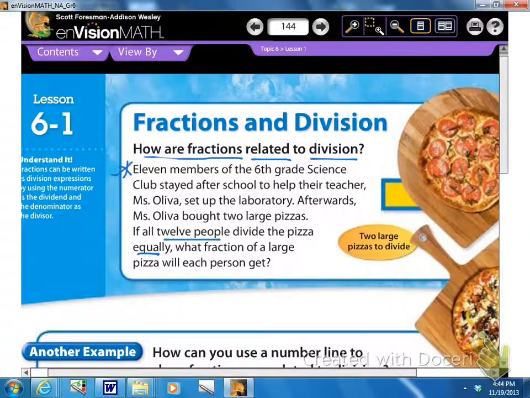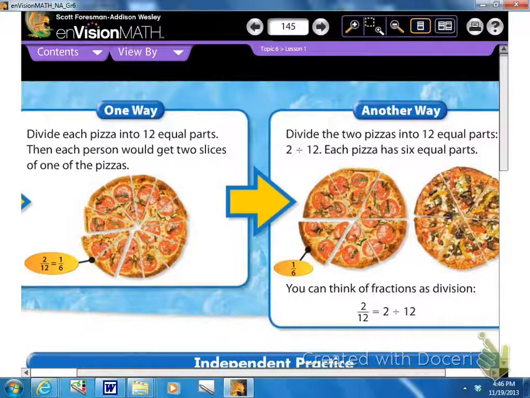Okay, so let's look at this picture. Alright, so here's one way. Take each pizza and divide it into 12 equal parts because there's 12 people. So then each person would get 2 slices, one of each pizza. So they get 1/12 of this pizza and 1/12 of the other pizza, which would make 2/12. And then they show you, of course, simplest form, divide both by 2/2, and you'd get 1/6.